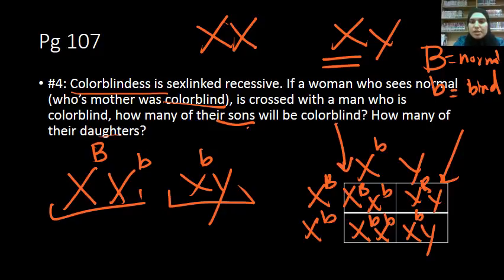So if I look at the sons, it is these right here. This guy has a capital B, so he is normal. This guy has a lowercase b, so he is colorblind. So 1 out of 2 of the sons are colorblind.